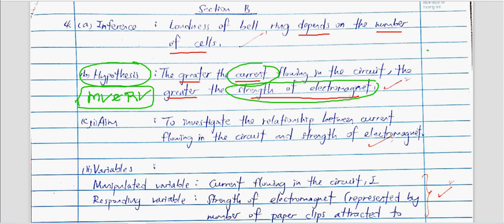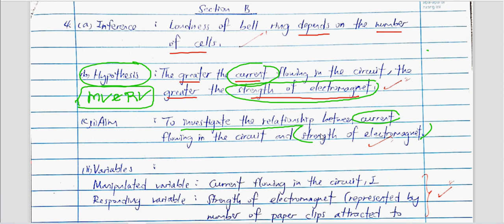So no need to have the electric bell here, or maybe the diagram. Let's say the diagram has other things, like horses, don't draw them. So use something that can be tested in the physics lab. Now, once you have written the correct hypothesis, your aim will follow. Just memorize the sentence. Investigate the relationship between, just write this, current and the strength of the electromagnet.